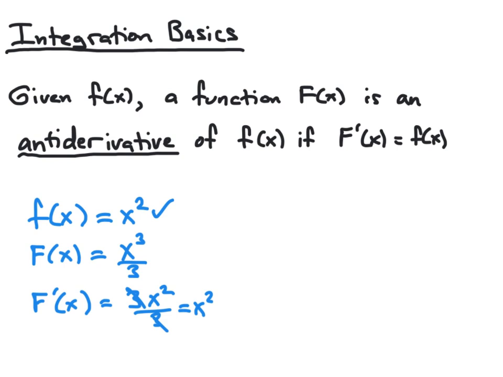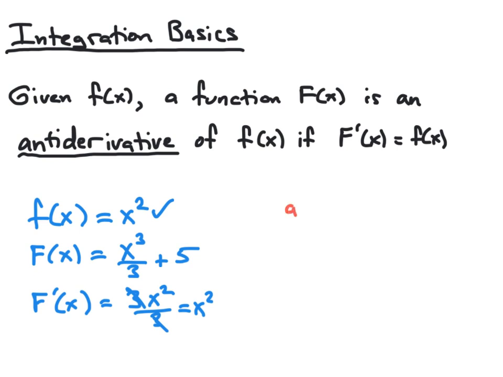Now, it's important to realize that x cubed over 3 is not the only antiderivative of x squared. In fact, I could add any constant to x cubed over 3. For example, I could add 5 and produce a different antiderivative. If I then take this new function, capital F of x, and I differentiate it, we still get x squared. The derivative of a constant 5 is, of course, 0. And so x cubed over 3 plus 5 has a derivative x squared, and therefore it is also an antiderivative of x squared.